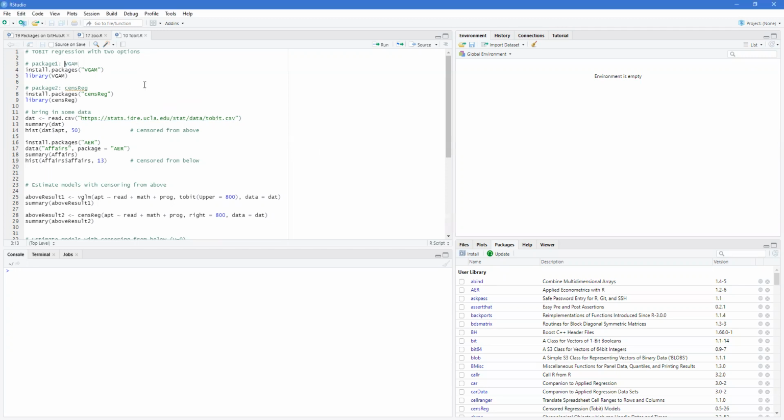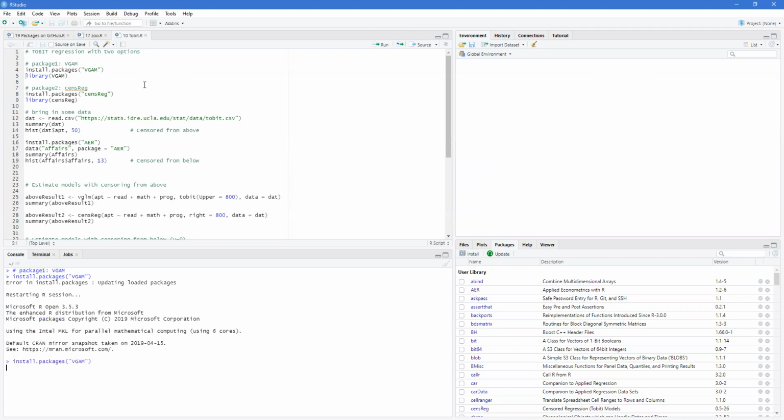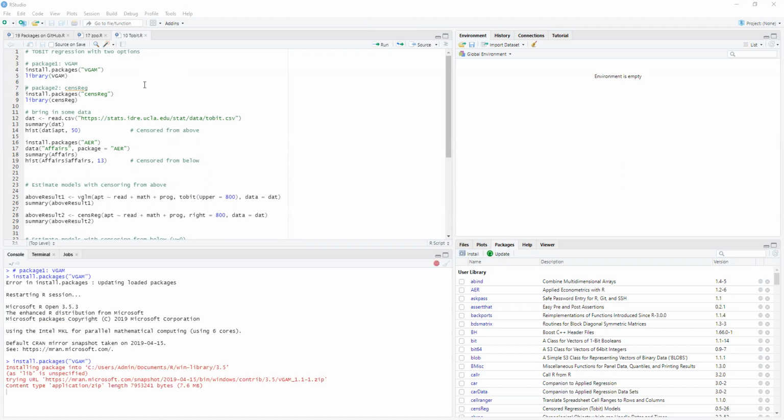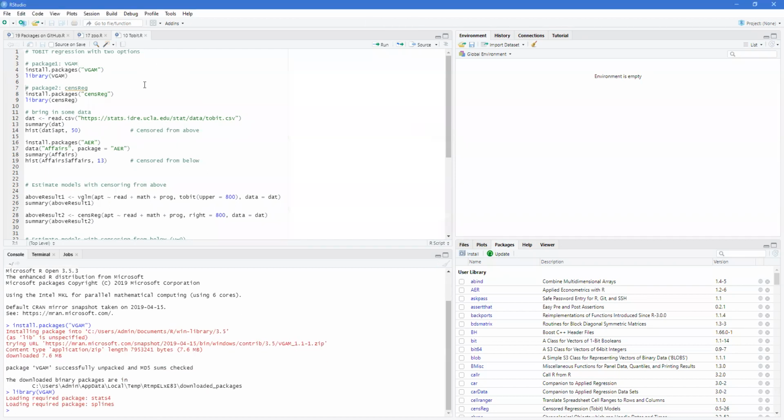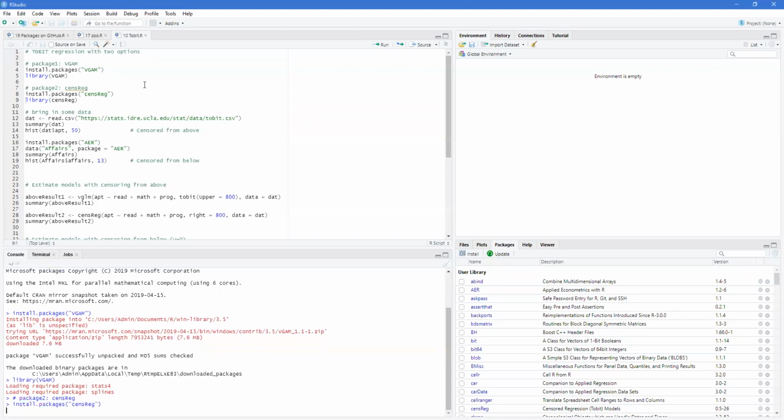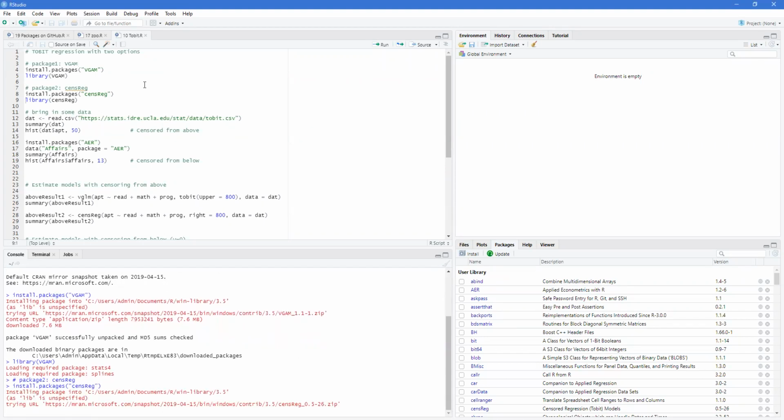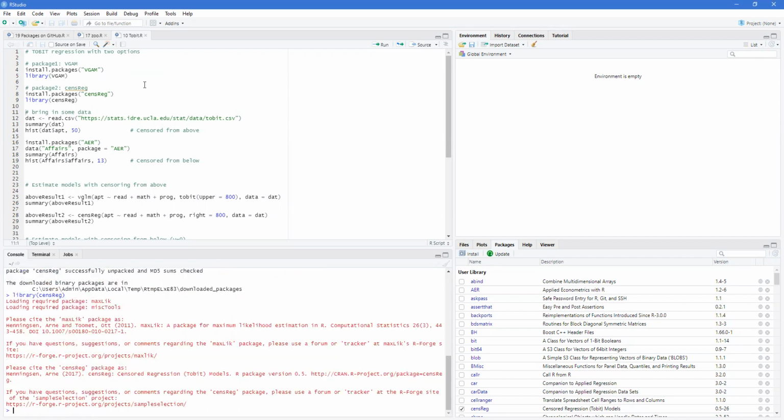Okay, so the first thing we need to do is install the packages. And we wait, and VGAM is now installed, and it had these other things that it needed to bring in for the library. And now let's install SenseReg and run the library.